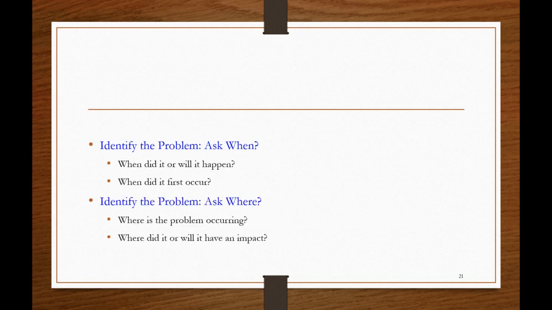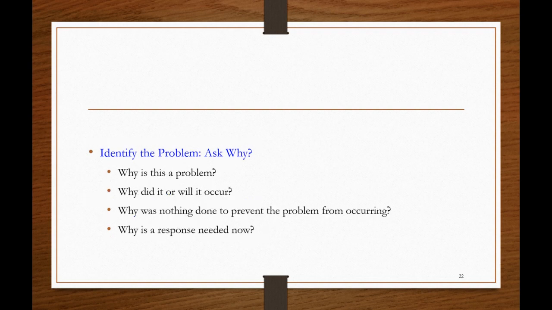Ask when. When did or will it happen? When did it first occur? Ask where. Where is the problem occurring? Where did or will it have an impact? Ask why. Why is this a problem? Why did it or will it occur? Why was nothing done to prevent the problem from occurring? Why is a response needed now?